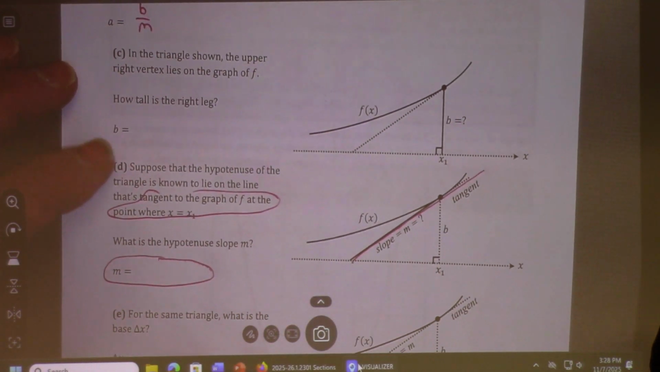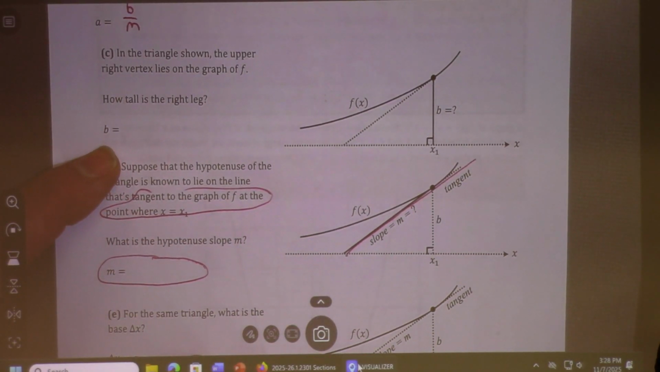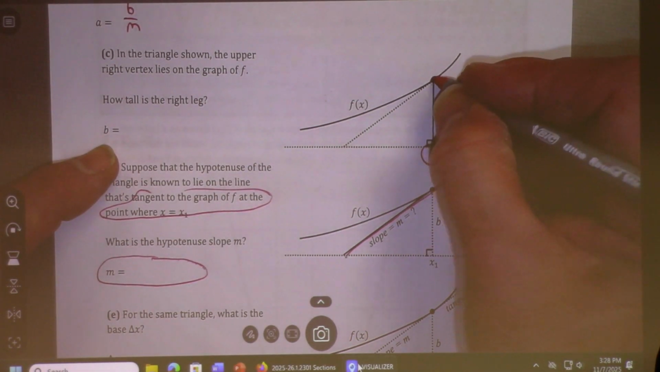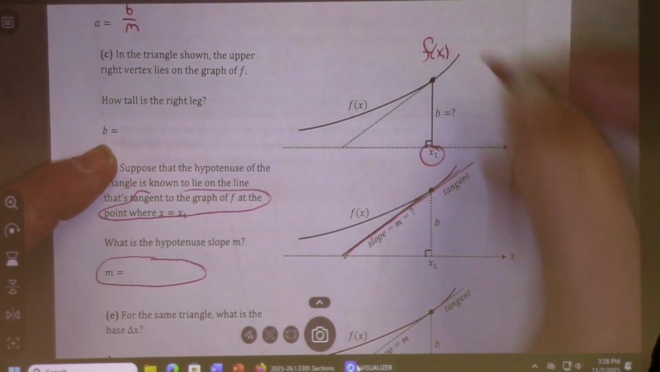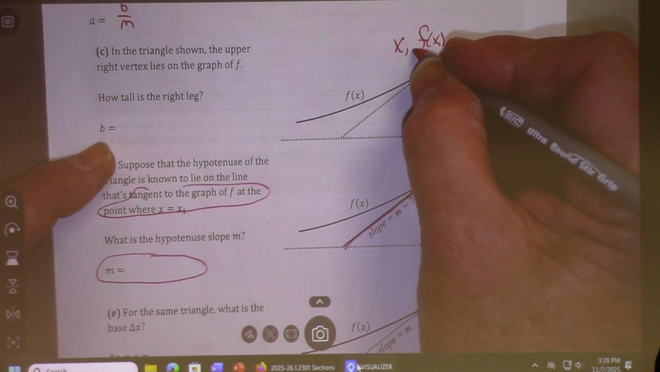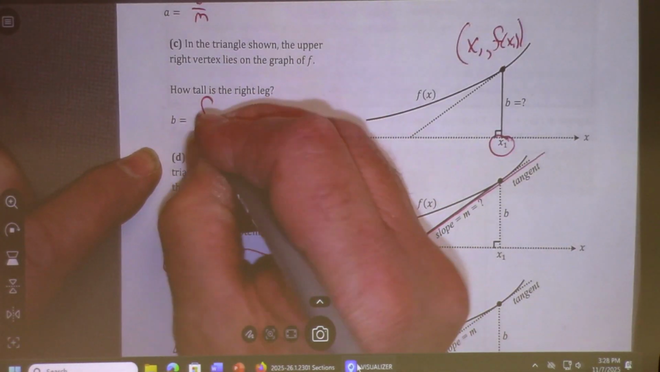Now, how tall is the right leg of that triangle? Yeah, because this x-coordinate is x1. That's a point on the graph, so that means the height of that point is f of x1. So that point has coordinates x1 as the x-coordinate, and f of x1 as the y-coordinate, so the height of that point is f of x1.